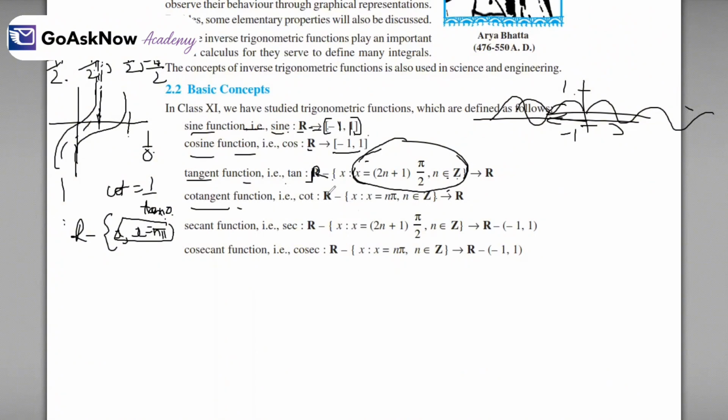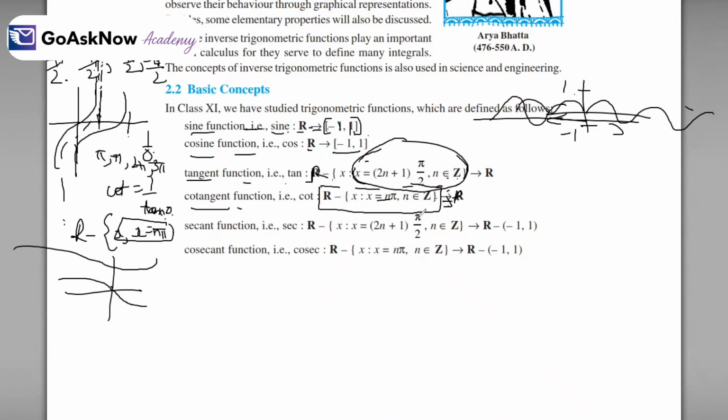Here it is also written that R minus nπ, these points are not defined. So π, -π, 2π, 3π will be excluded from the domain of the cotangent function. And the range is all real numbers, because similar to the tan function, cot is also defined for real numbers. So its graph will be like this. This is for your cotangent function.